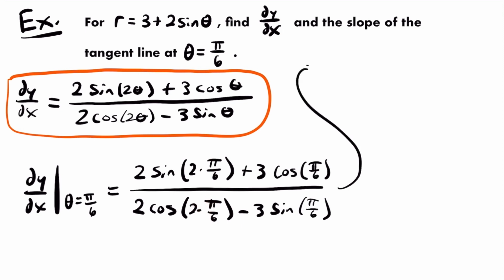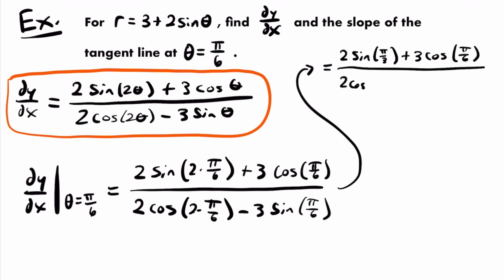So if I rewrite my work up here, this is equal to 2 times sine of pi divided by 3 plus 3 times cosine of pi divided by 6, and that's divided by 2 times cosine of pi divided by 3 minus 3 times sine of pi divided by 6. All right, now sine of pi divided by 3, that's equal to the square root of 3 divided by 2. So this is equal to 2 times the square root of 3 divided by 2 plus 3 times cosine of pi divided by 6, which is also the square root of 3 divided by 2.